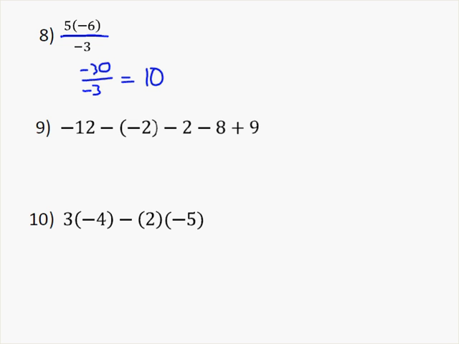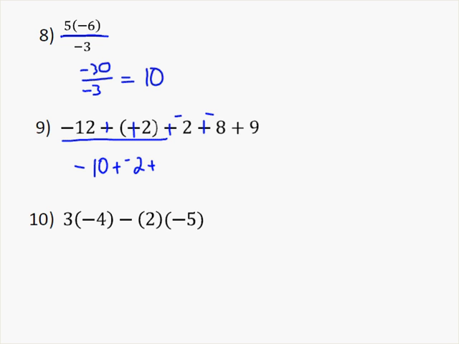The next problem, you want to change all your subtraction to addition. Subtraction to addition, change the next sign. Subtraction to addition, change the 2 to negative 2. Subtraction to addition, change the 8 to negative 8. Now we add them one at a time. Negative 12 plus 2, signs are different, so we subtract. 12 minus 2 is 10.